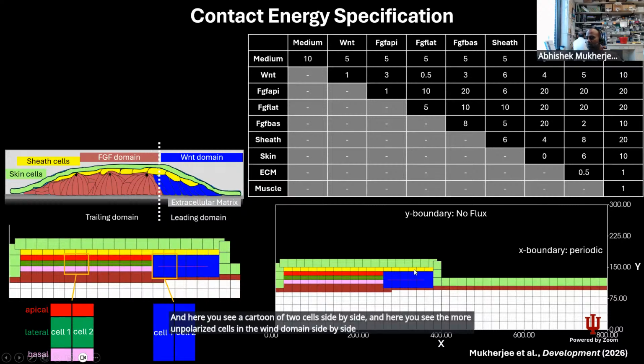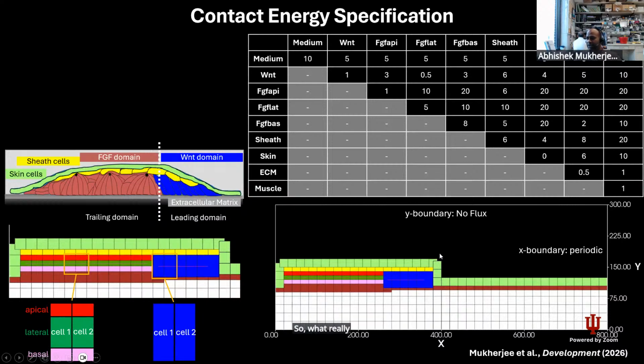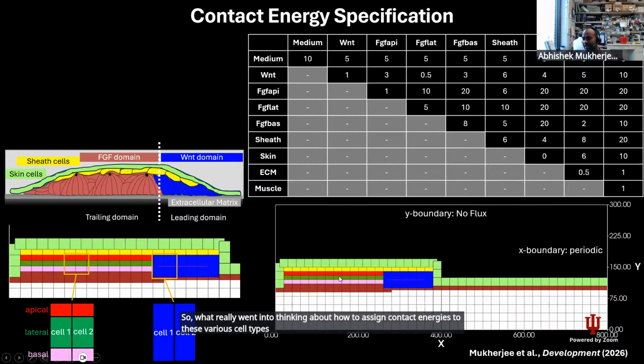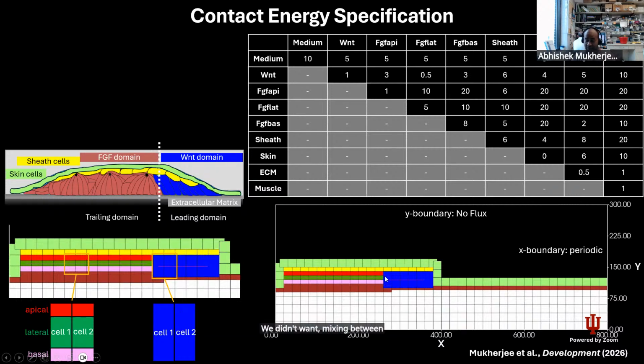So what really went into thinking about how to assign contact energies to these various cell types is that we didn't want mixing, because in the primordium, essentially, if you look at it long enough, there isn't real interchange of cell neighbors, especially in a 2D domain. This is a 2D.